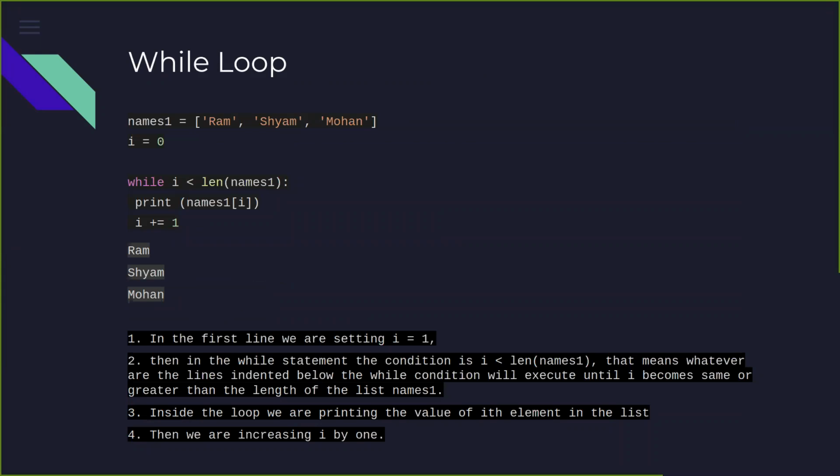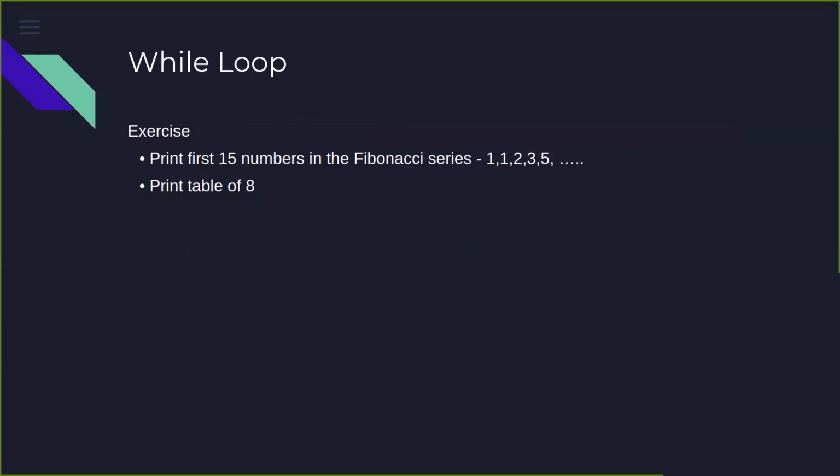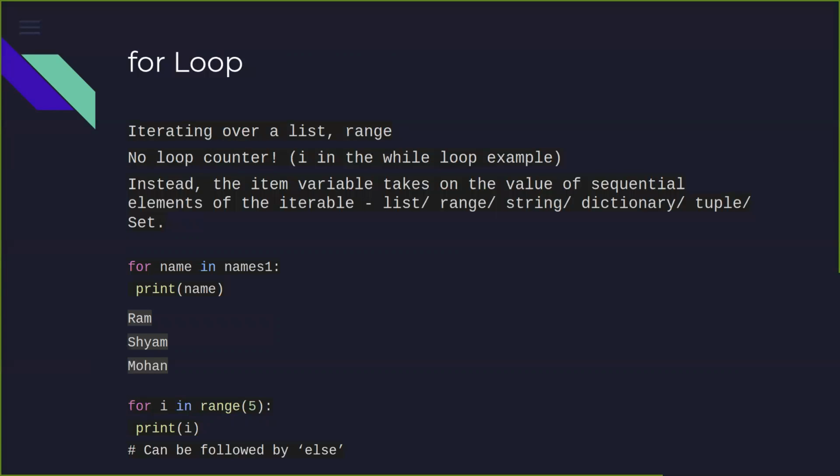Then we also saw how to define it. We will come to some of the exercises which I want you to do in the session today. We'll come to that. Then we saw another type of loop, which is the for loop. And we saw that the for loop iterates over a list or a range. Or broadly speaking, we say that the for loop works on any of the iterables.